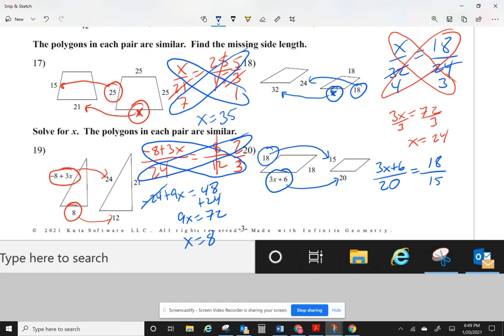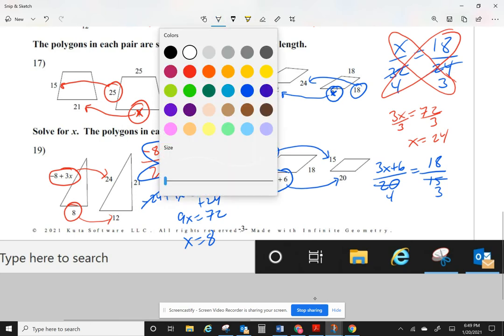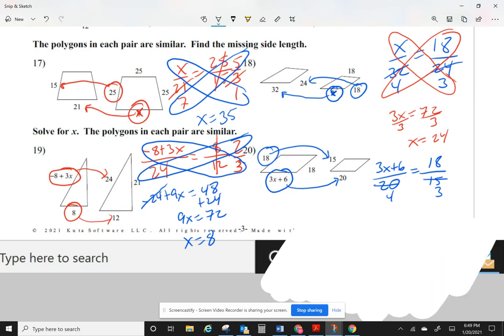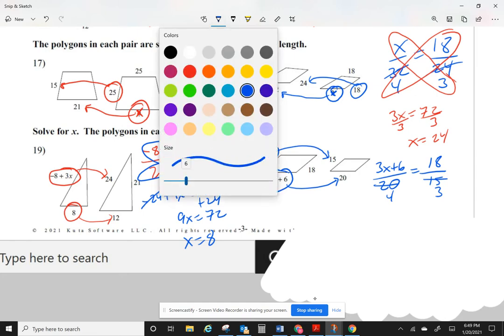I'm going to simplify as much as I can. I can simplify sideways. 20 and 15, that gives me 4 and 3. Numbers are not that big anymore, so I can just cross multiply. So you can simplify as much as you want. Let me give myself some room. I'm just going to cross multiply.